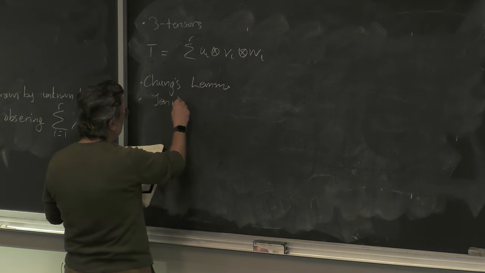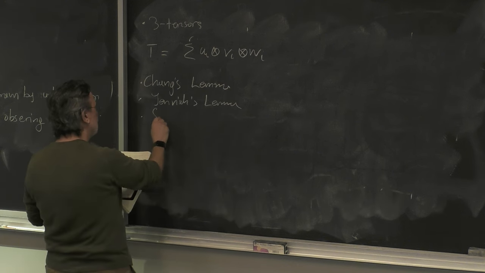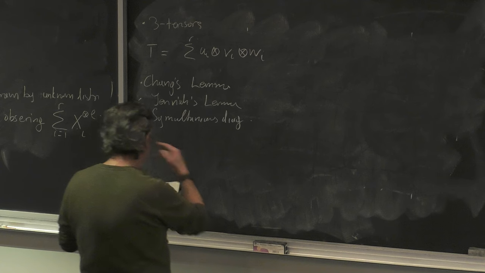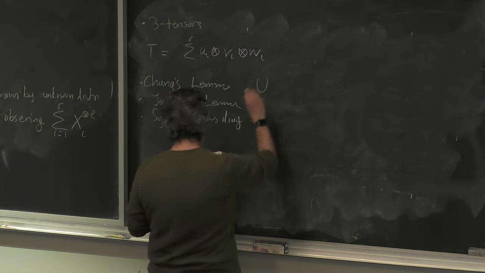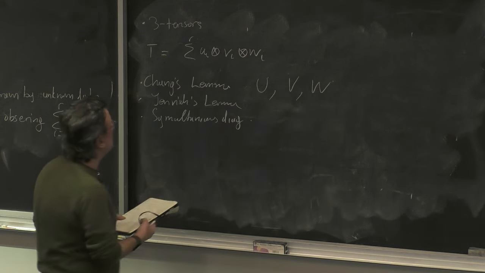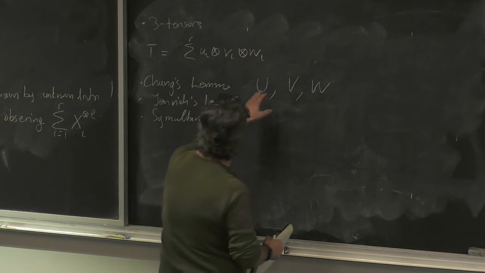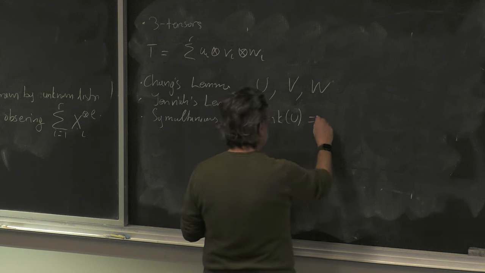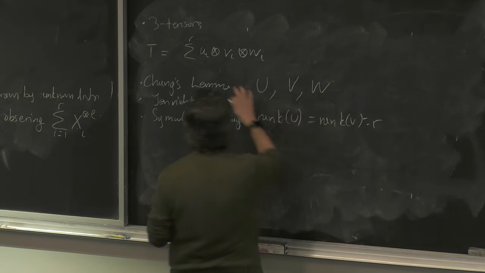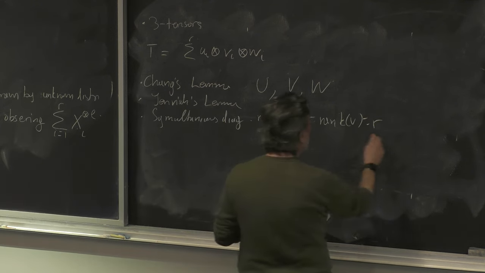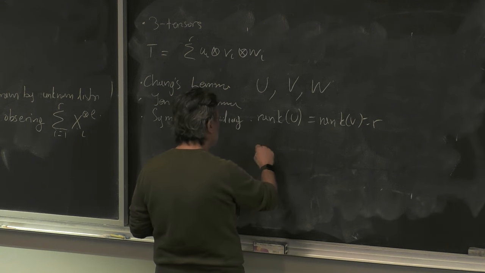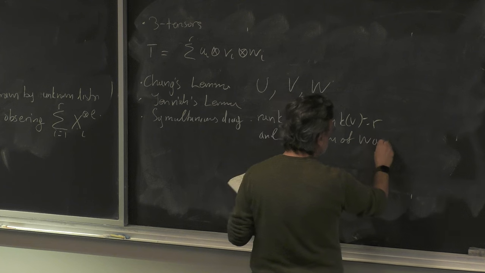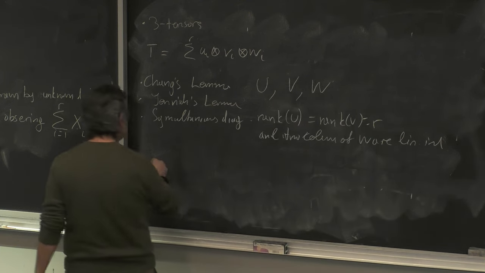Sometimes it's called Jennings' lemma in the literature, or simultaneous diagonalization, which says that under some conditions, if I consider U, V, and W, the matrices that I will create by picking columns from these vectors, if the rank of U is equal to the rank of V is equal to r, so this is how many columns I have, and if on W any two columns are linearly independent, then one can write down an algorithm.